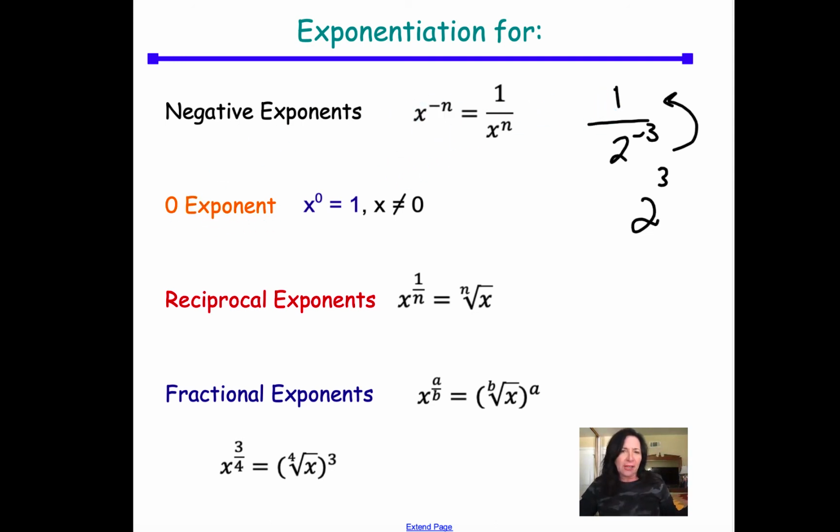Zero exponent: anything to the 0 power is 1. X to the 0 power is 1. 1,340,000, whatever, to the 0 power is 1.